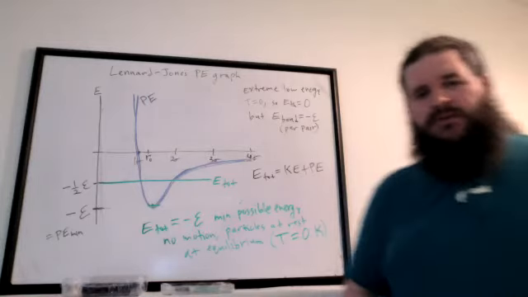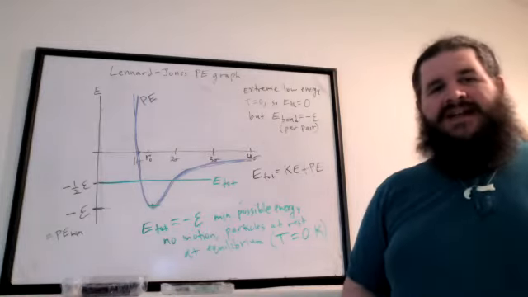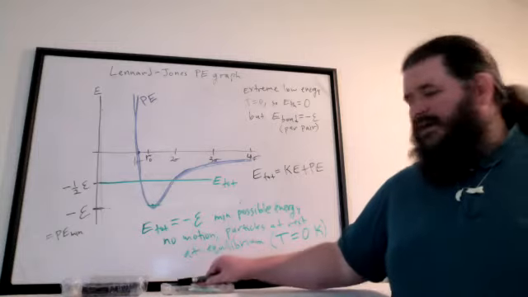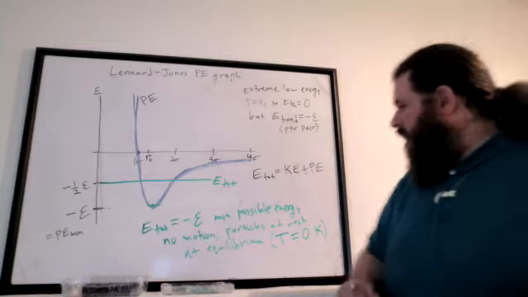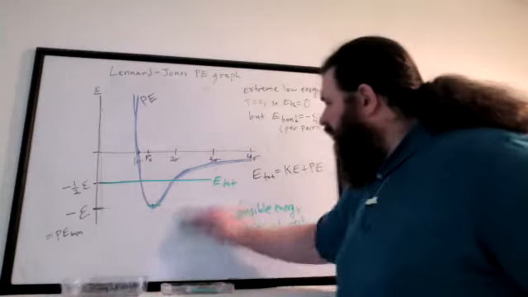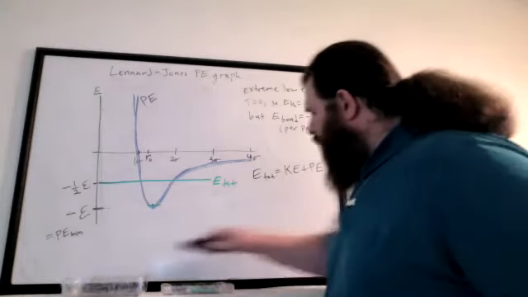So it's very useful to look for locations where the kinetic energy is zero, because that puts limits on where the particle can be. So if we want to know where the kinetic energy is zero, let's see what happens.